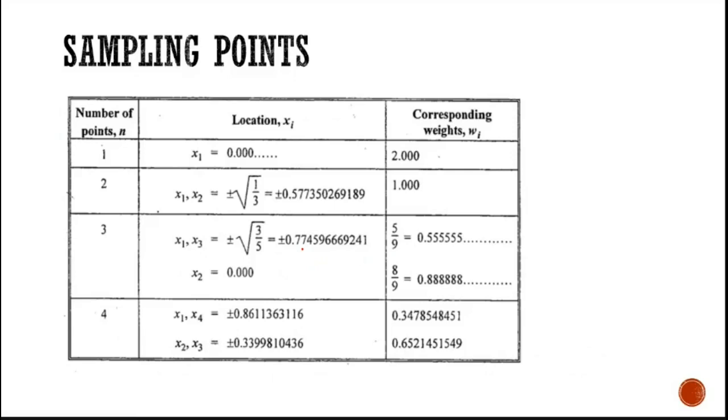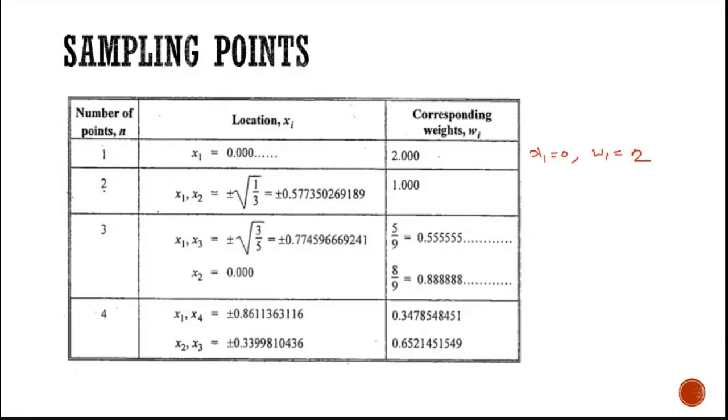Let me consider here. Number of points n is related to the location and weighted function. If n is equal to 1, then x1 will be 0 and w1 will be 2. So here we have only x1, which is 0, and w1, which is 2.